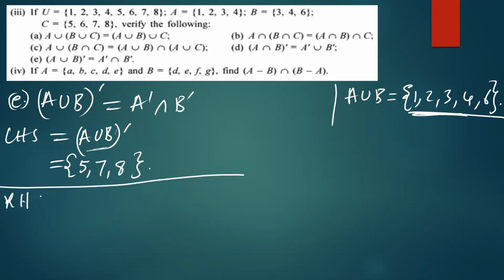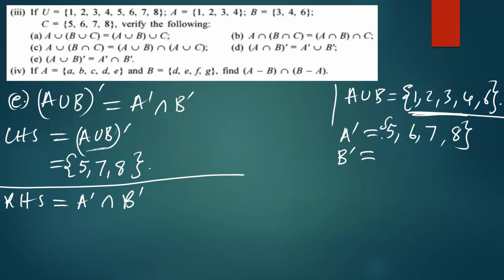On the right-hand side, we have A complement intersection B complement. For this one, we first have to find what? We first find A complement and B complement, and then we find the intersection of the two sets. To find A complement, we list the elements in the universal set, excluding those that are in A. So A is 1, 2, 3, 4, and the complement of A is simply 5, 6, 7, 8.